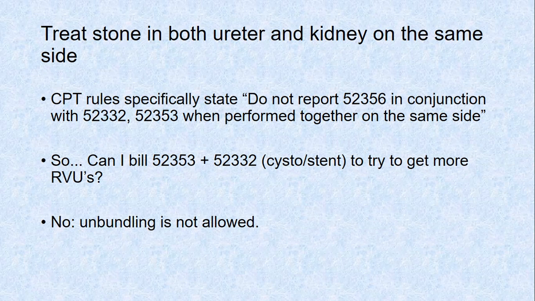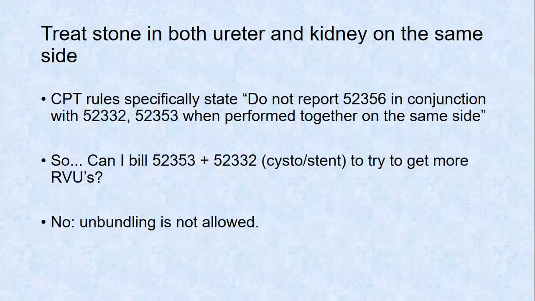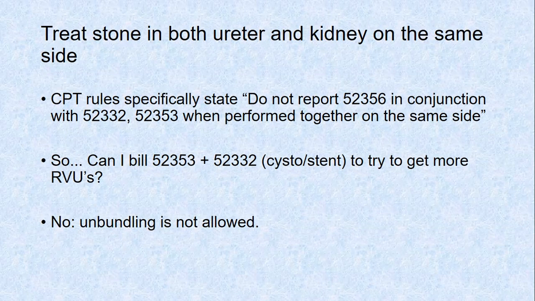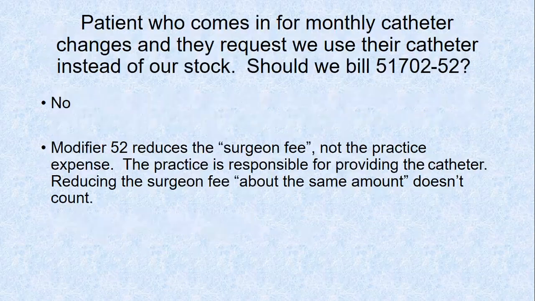And then there are some people who want to try and unbundle and say, well, I can get paid a little bit more if I do a 52353 ureteroscopy with laser lithotripsy and 52332 ureteroscopy, cystoscopy with stent. I can get paid more if I bill both those, but that's not allowed because the code 52356 exists. And again, the goal is that CPT wants us to bill one code when possible when doing procedures.